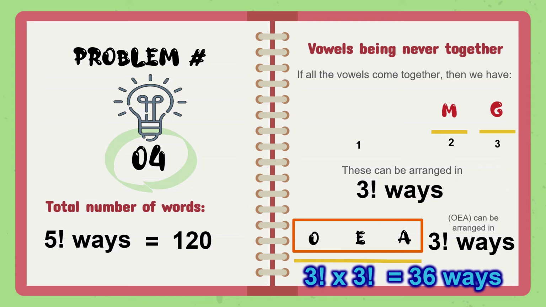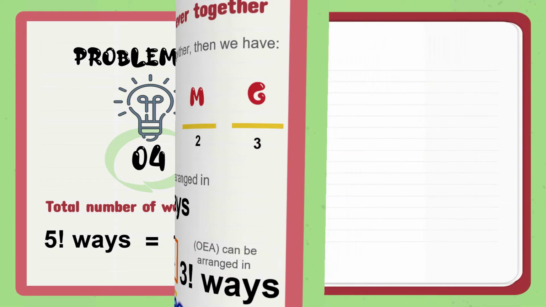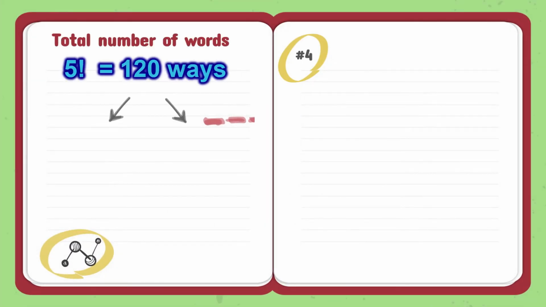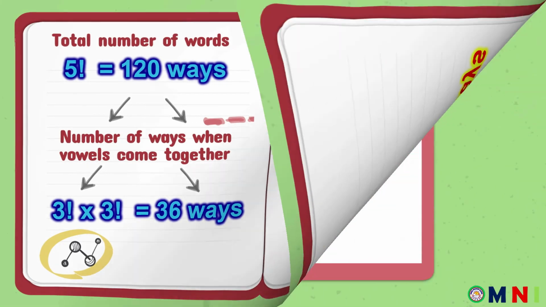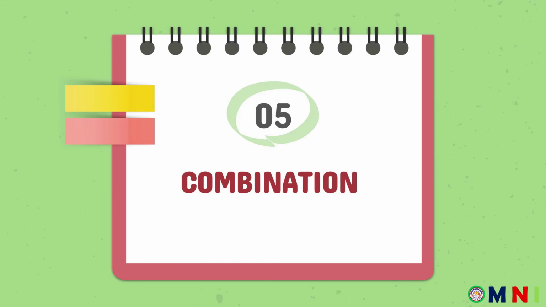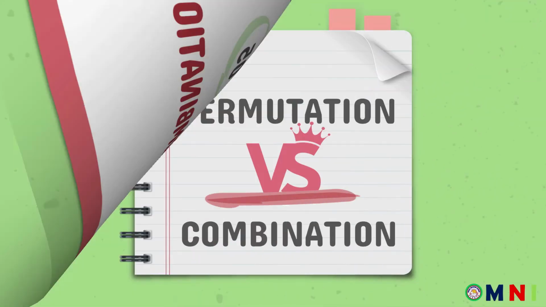But the question is, what is the number of ways when vowels are being never together? So we have 120 minus 36 equals 84 ways. Up next is combination. But what is the difference between permutation and combination?